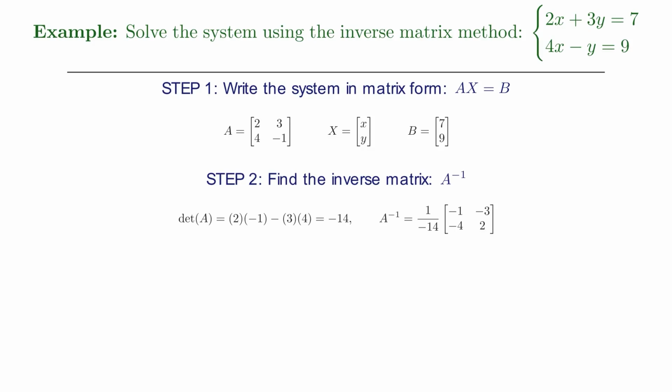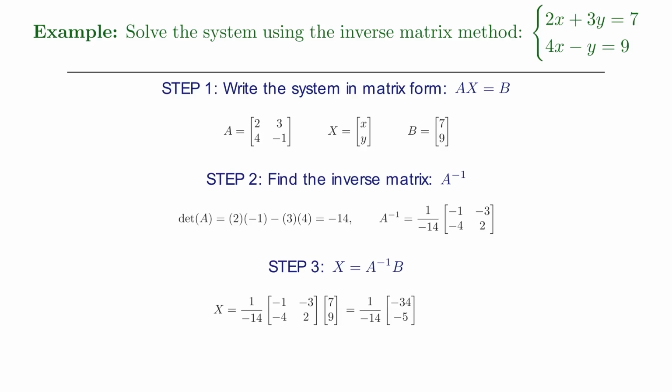We can find X, which is our variables x and y, by taking X is equal to the inverse of A multiplied by B. So doing matrix multiplication, X is equal to 1 over minus 14 times the matrix minus 1, minus 3, minus 4, 2, multiplied by 7, 9. The first entry is minus 1 times 7, plus minus 3 times 9, which is minus 34. And the second entry is minus 4 times 7, plus 2 times 9, which is equal to minus 5.